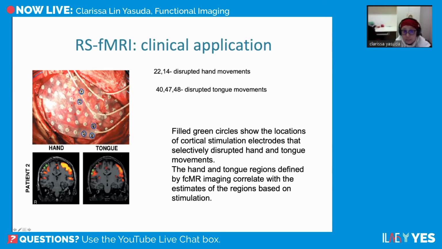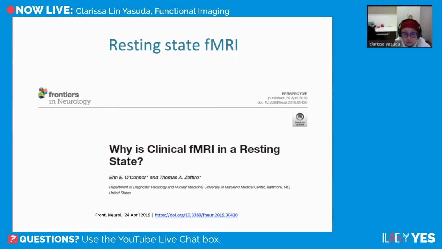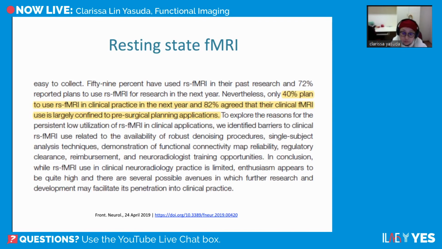So it's another example of application of the resting state in a clinical setting. Okay, but different from task-related fMRI, the resting state is not very popular. This is a recent article and it shows that very few people use resting state fMRI in clinical practice. And so there are some efforts to stimulate people to use resting state more and more in clinical situations.